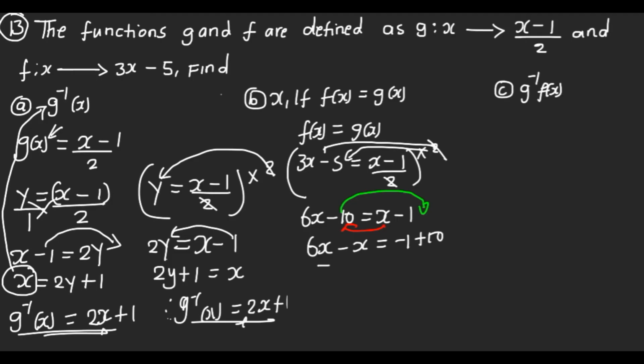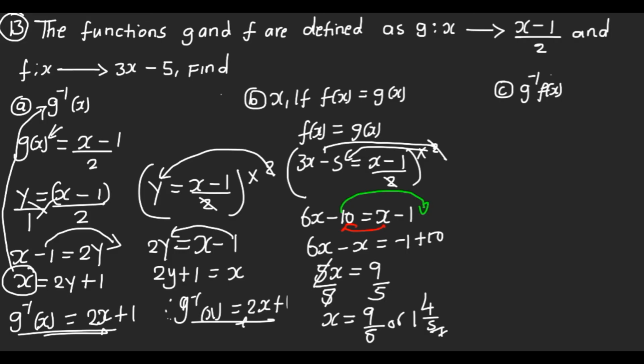6x minus x will give us 5x. Minus 1 plus 10 will give us 9. So over 5, over 5. So x is equal to 9 over 5, or 1 remainder 4 over 5. Now let's move on to question C.